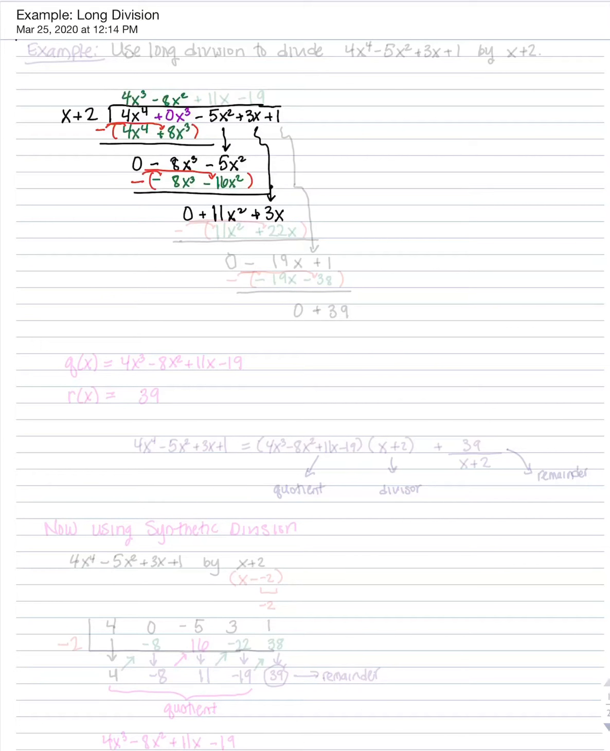And what times x gives us 11x squared? So then we have positive 11x. 11x times x gives us 11x squared. And 11x times 2 gives us 22x. We go ahead and subtract this. So distribute that minus sign to both parts. 11x squared minus 11x squared is 0. And 3x minus 22x is negative 19x.